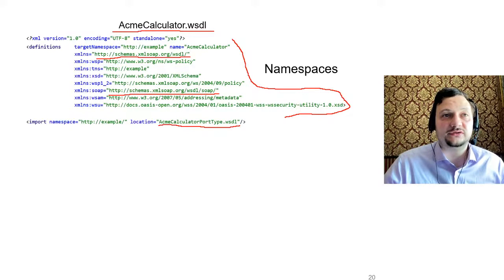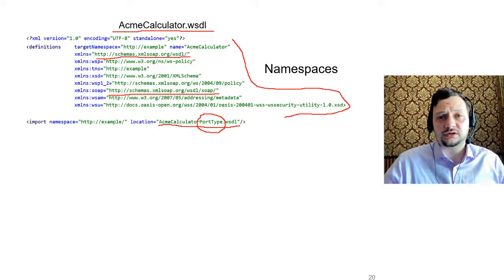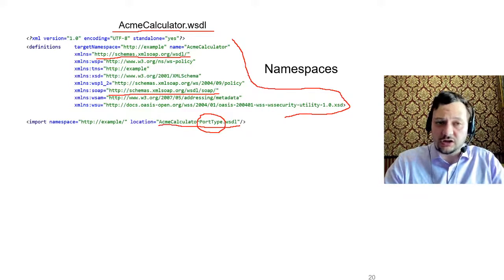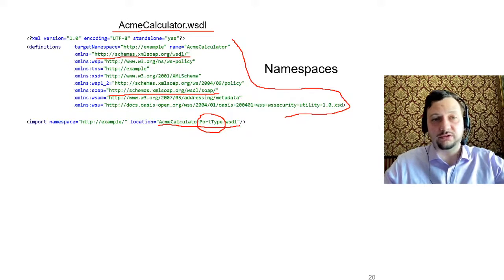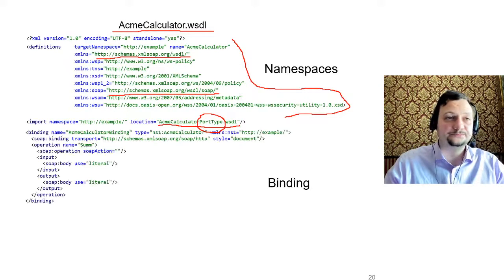You can see here that this document is named Acme calculator, and this document was created especially to describe the port types. It is possible in XML documents to import other XML documents, so the documents that we are editing would not be very, very big. They would separate it by different documents.